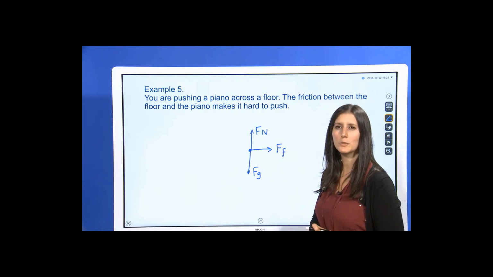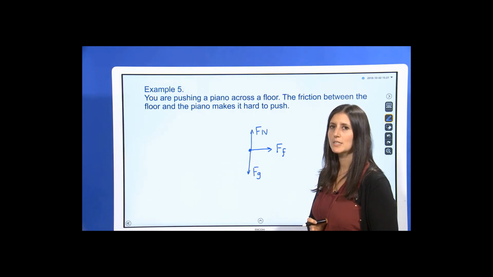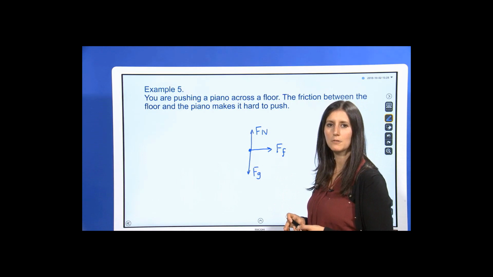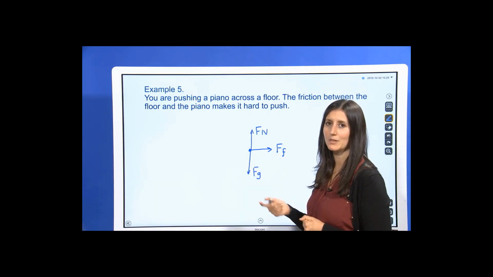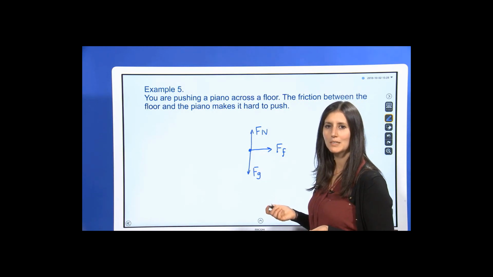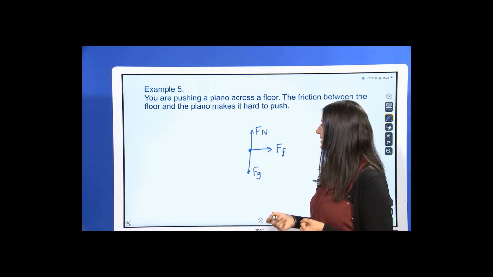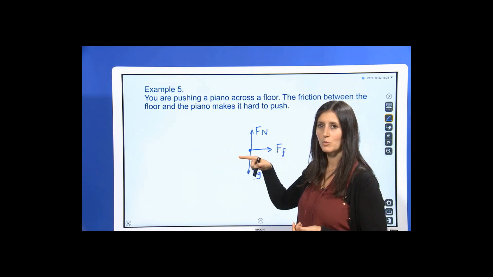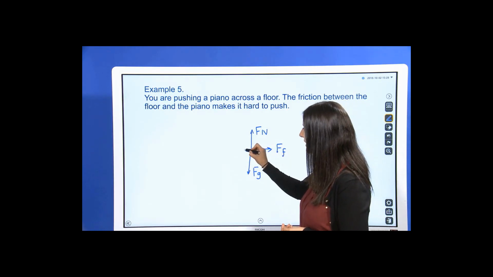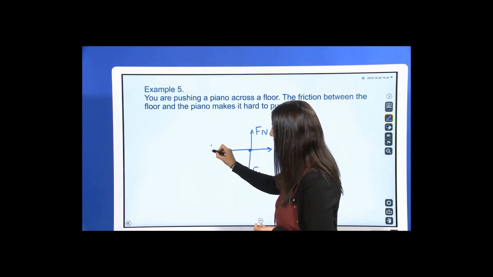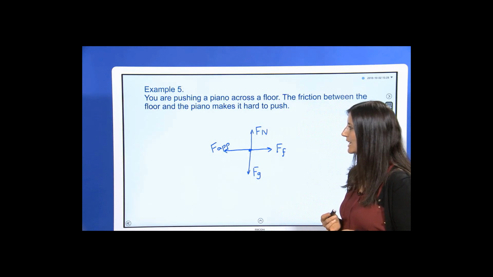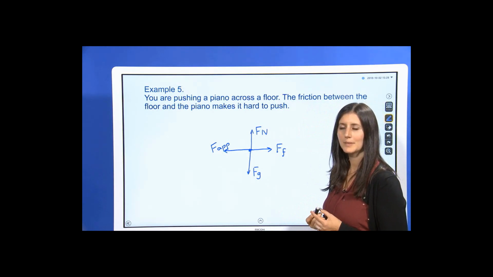Okay, if we think of the other forces we talked about, there was tension. There is no tension in this question because there's no string or rope. There's an applied force as well. Now in this question, should we include an applied force? You are pushing a piano across the floor. So yes, there should be an applied force because you're pushing the piano. So which way would the applied force go? Well, we've already said that the piano is moving this way. There's a reason why it's moving that way. It's because you're pushing it that way. So this is the direction of the applied force. So that's my force applied. Okay?